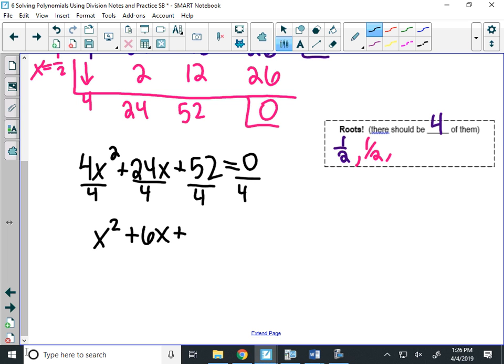I did this last period. Is it 18? 13. I said 18 last period too. I don't know. I was close. I was thinking that too. Yeah. Because 52 divided by 4 is 13. That's okay. So we get to this point. That looks a little bit better.